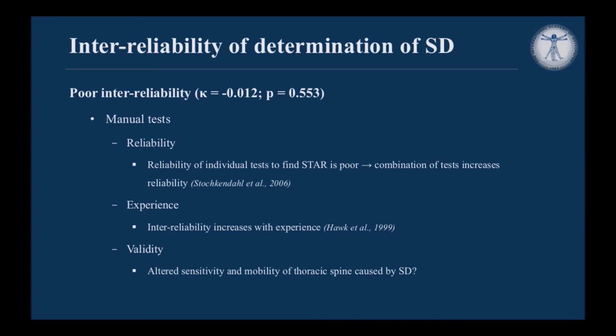A second influence factor is experience. Haak et al. showed that the intra-reliability for diagnosing somatic dysfunction with manual tests increased with experience. Third, the question remains, what's the validity of manual testing? Is the altered sensitivity and mobility of the thoracic spine effectively caused by somatic dysfunction?